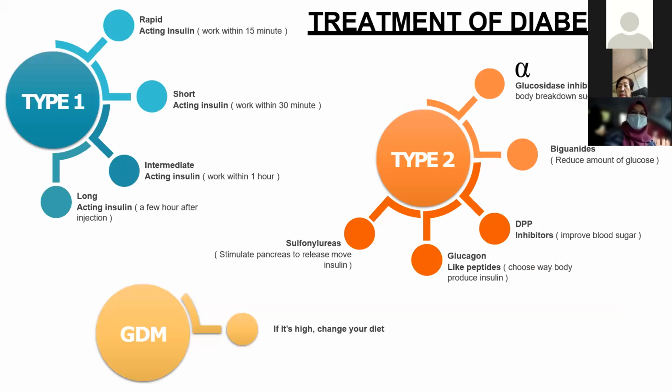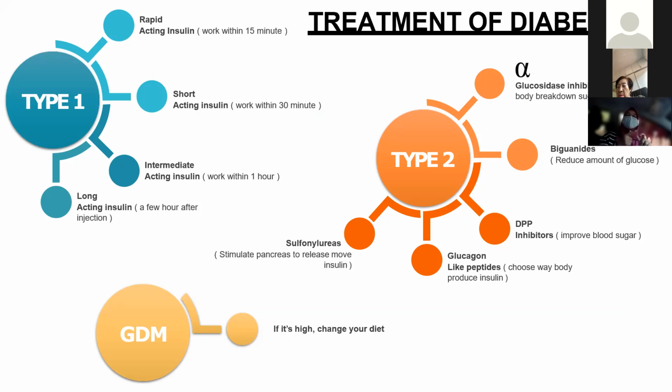All right. So these are the treatments available for diabetes. I just separate them into 3 types so it's easy for you to understand: type 1, type 2, and GDM. For type 1, usually we use the simple ones: rapid acting insulin, short insulin, intermediate, and long. This one is usually given by injection.